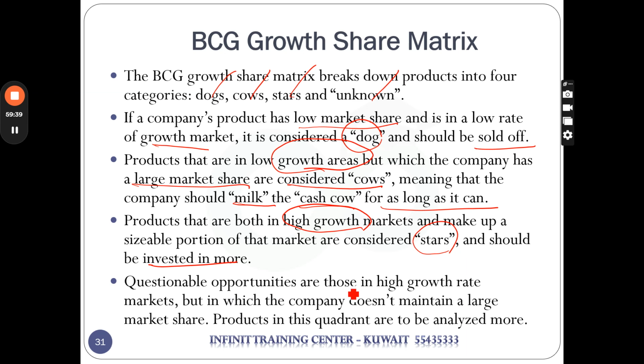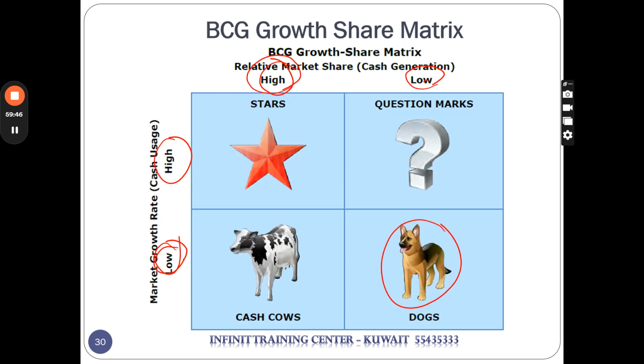Then questionable opportunities are those in high growth rate markets but in which the company doesn't maintain a large market share, and these need to be analyzed more. You can see here market share is low but the chance of growth is high. So you have to analyze this more. So this is one of the tools we will be using again in making the strategies. It is called the BCG growth share matrix.